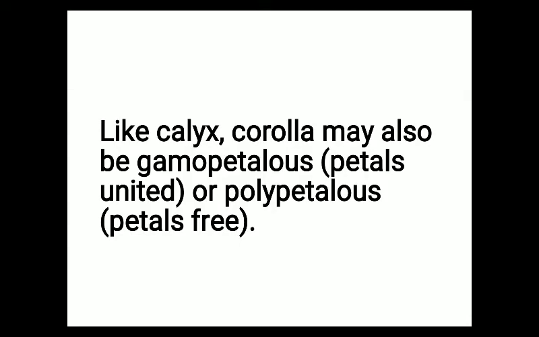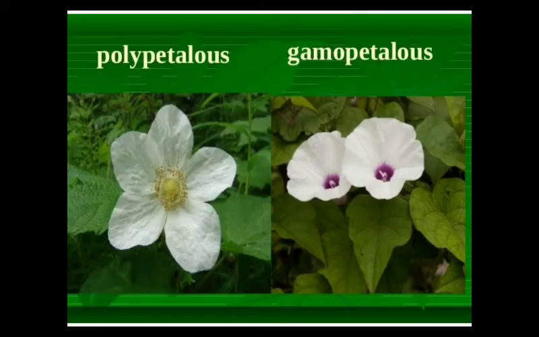Like the calyx, the corolla may also be gamopetalous or polypetalous. When we say the corolla is gamopetalous, gamo means fused. When the petals remain united or fused, such a condition is known as gamopetalous. When the petals remain free from each other, such a condition is known as polypetalous. In this diagram you can see that this is the polypetalous condition and this is the gamopetalous condition. If the petals remain free from each other, it is known as polypetalous.